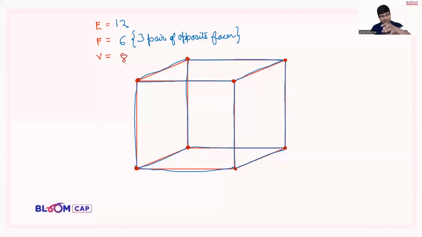Since we just discussed how many edges, faces, and vertices there are in a cube, and dice is also of the form of a cube, the same number of edges 12, faces 6, and vertices 8 will be found in the dice as well.